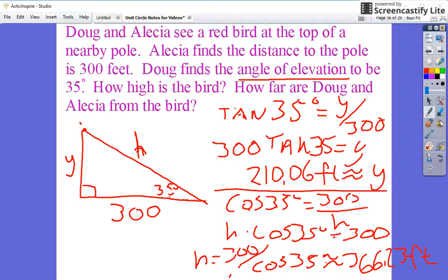There's 2 word problems that we essentially worked 4 different trig problems and working through these 2 questions, which is why I like these 2.